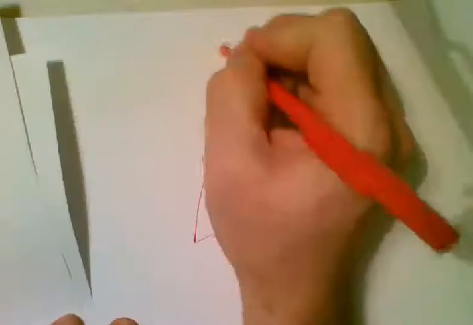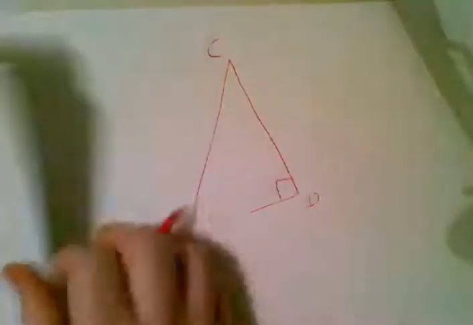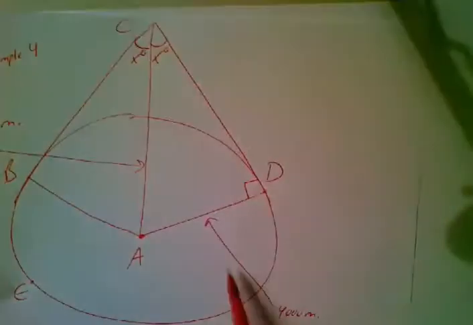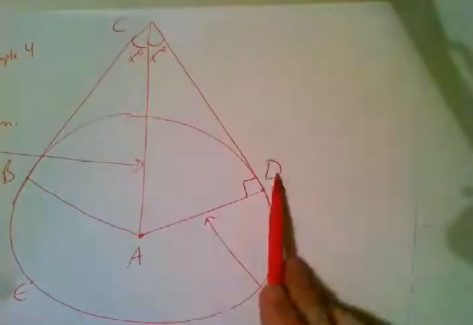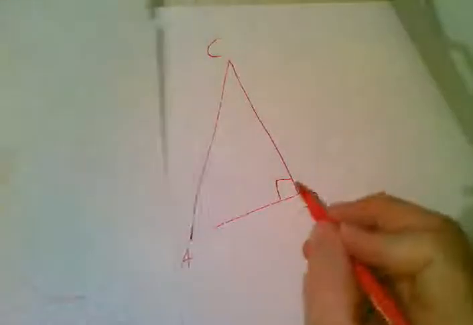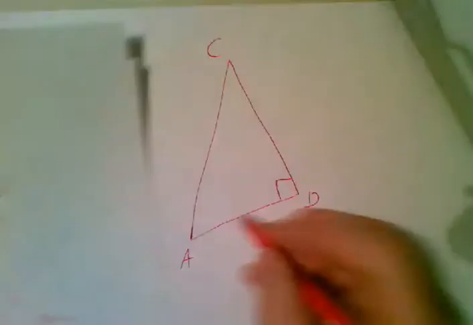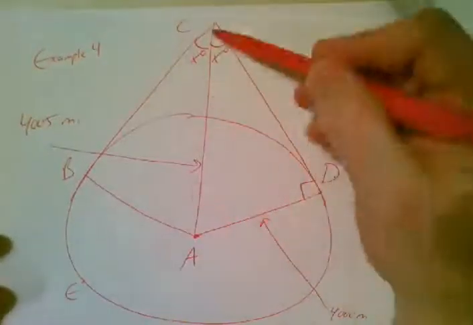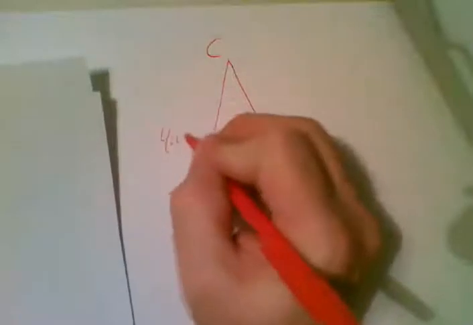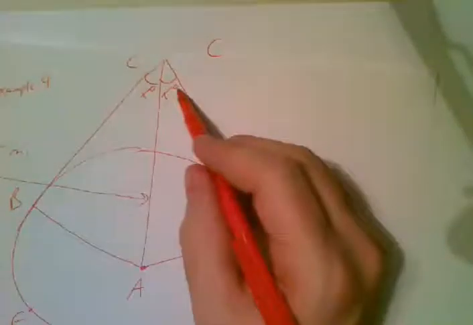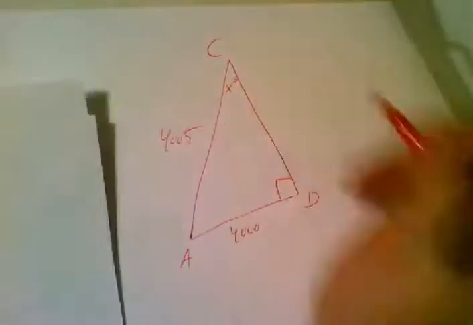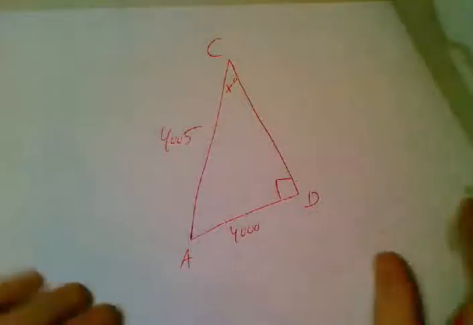Alright, so here's D, here's C, here's A. Again, I'm pulling it right from here. C, D, A. I have my right angle. I have 4,000, which is here. So this is 4,000. And I have 4,005, which is this one. So this is 4,005. And I'm looking for this angle here. There's my X.